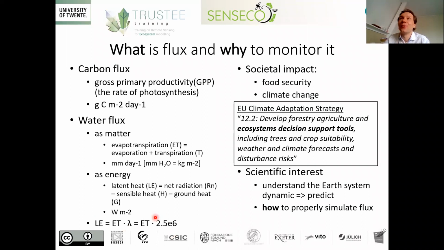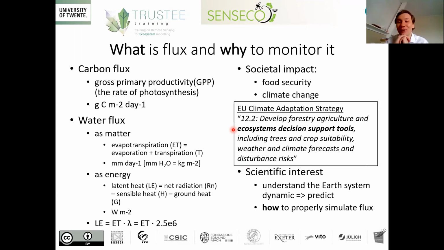And the question is, why monitor flux at all? Of course, from a social perspective, there are food security reasons, because it's important, for example, to water plants adequately. So plant evapotranspiration is a crucial factor to both give enough water and to save fresh water. In view of climate change, I can mention here the policy makers, such as the European Union Climate Adaptation Strategy policy. They are looking for such tools for ecosystem-related decisions.